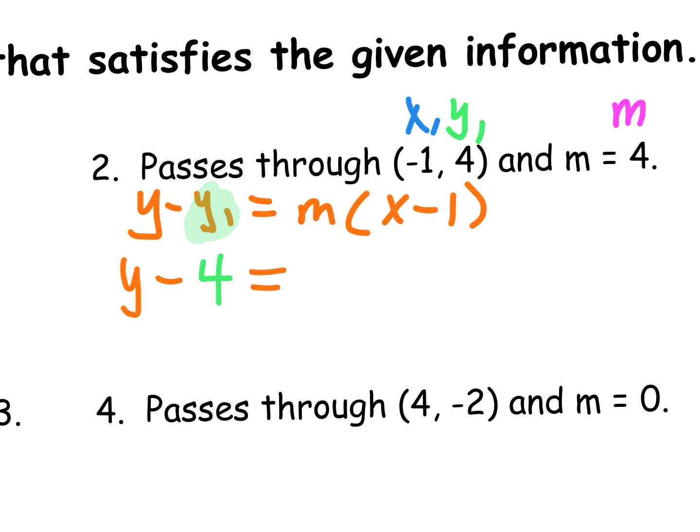Okay, equals. Instead of the letter m, what number am I getting ready to write? 4. And instead of x minus, I wrote x minus 1 instead of x minus x1. Oops. Oopsie-daisy. So instead of x minus x1, what number am I going to replace for x1? Negative 1. And then because we're doing x minus negative 1, we're going to change that into a plus, okay?